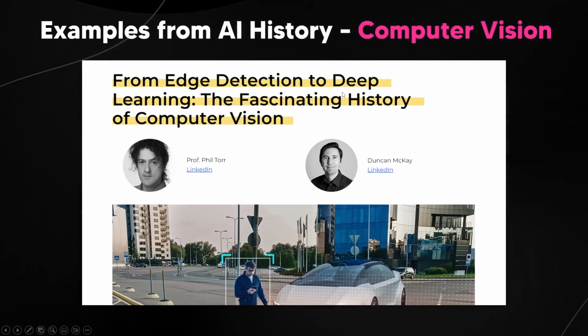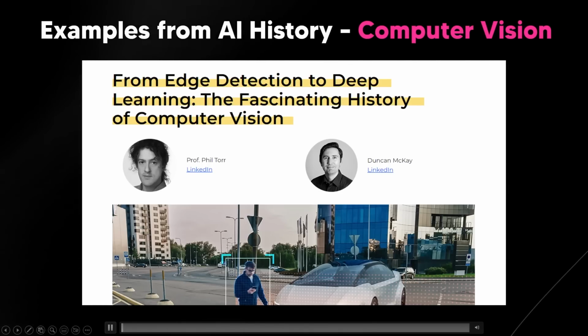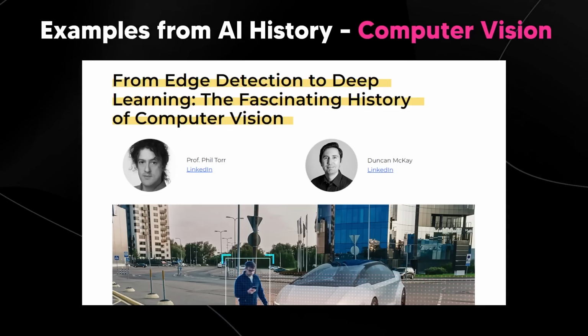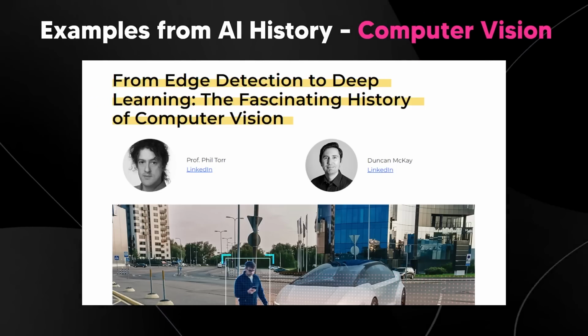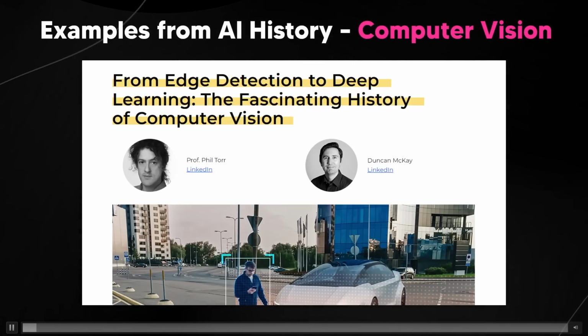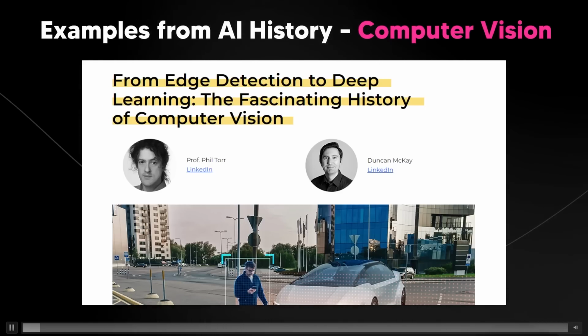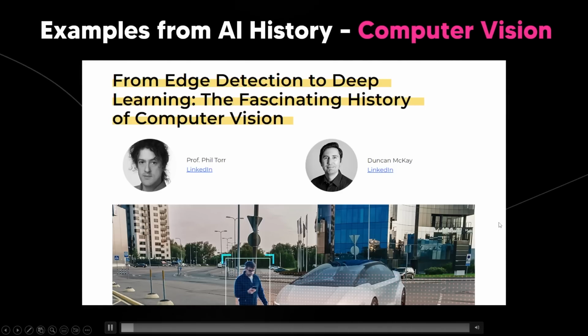Another example from history was, in fact, computer vision. So this article talks about how initial methods tried to replicate human vision strategies, like identifying edges or specific shapes, but modern methods like convolutional neural networks focus less on human-like vision and more on computational methods.